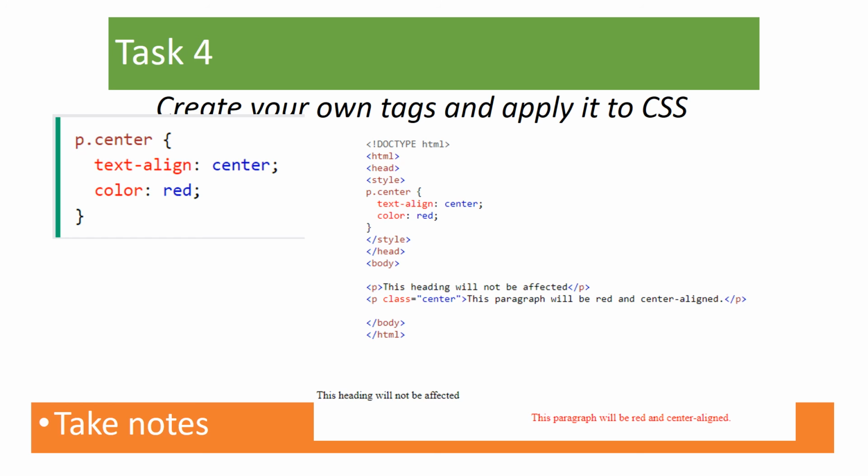So as you can see here, the first line is not going to be affected by the text becoming red. However, the second class, we're actually using the class of center, and you can see that has turned red. Look how that has been referenced. So p class equals center.